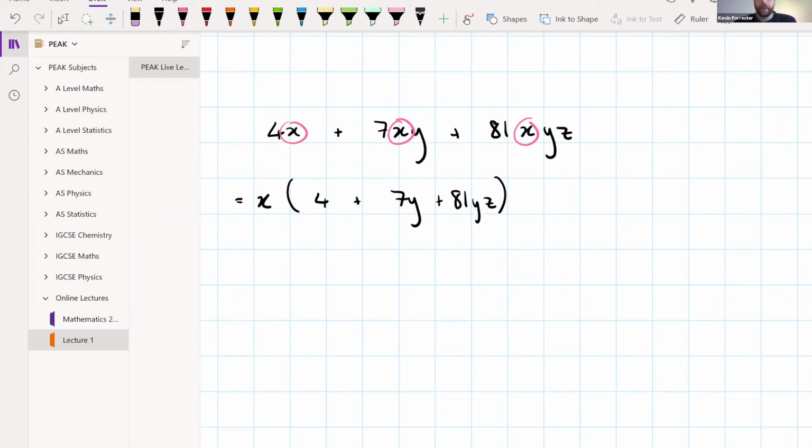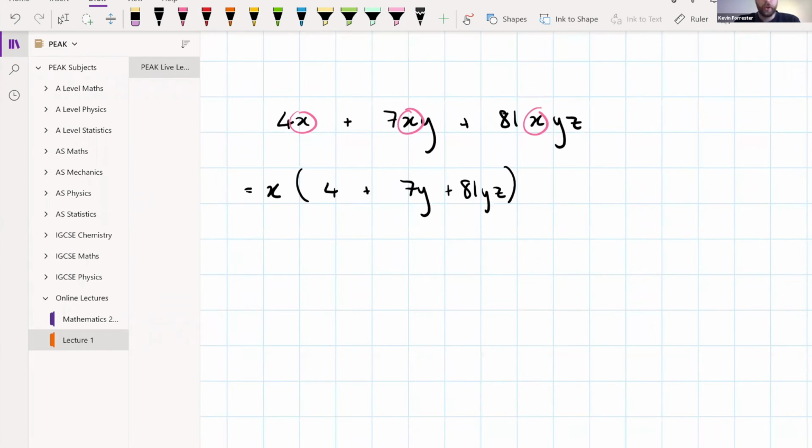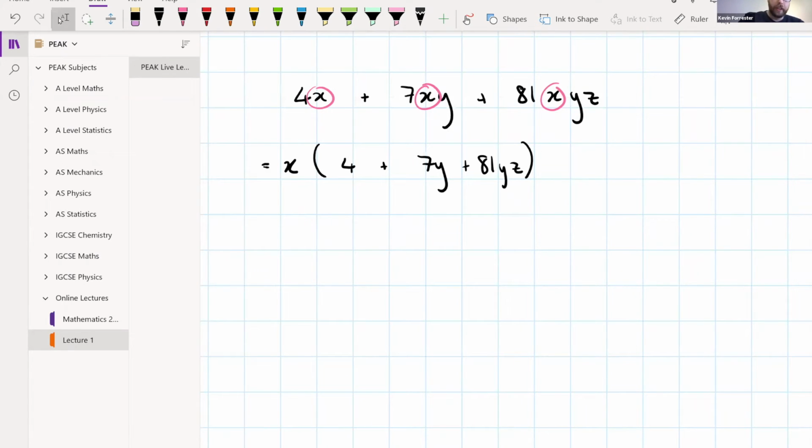Okay, and there we fully factorize this one. Now, it doesn't always have to just be an x. It could be multiple bits of the actual terms that we can factorize. So if we look at this example, it will be more than just a singular x.